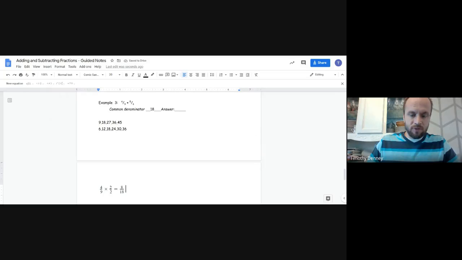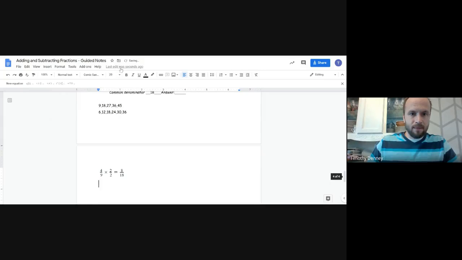All right, we changed this fraction. Now we have to do the 5/6. What do we have to multiply the bottom by to get to 18? In this case, we have to multiply it by 3. Whatever we do to the bottom, we have to do to the top. And that equals 5 times 3 is 15/18.